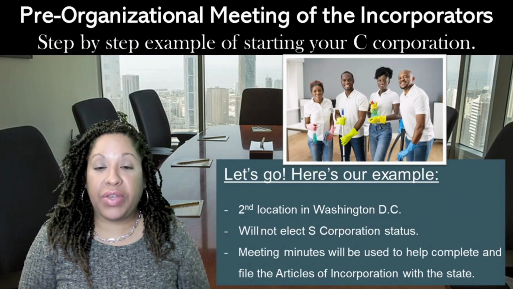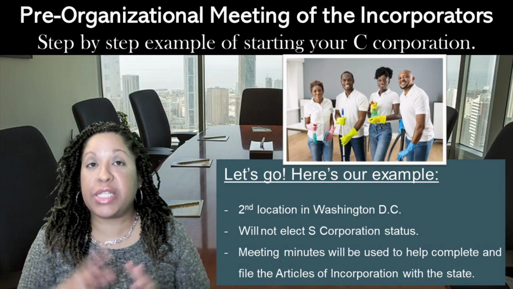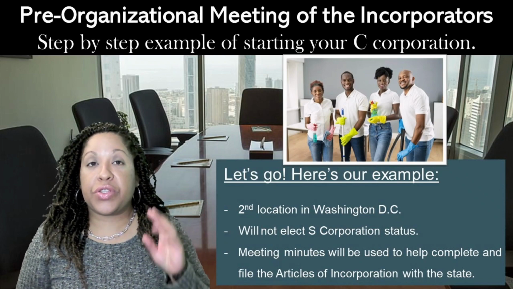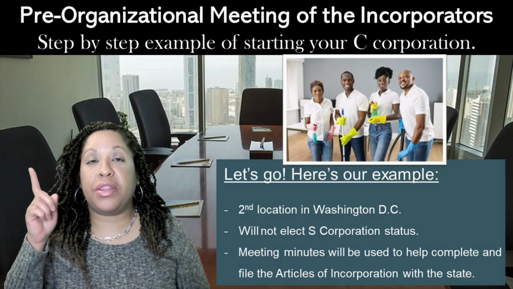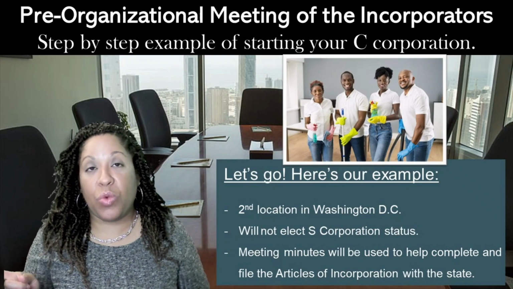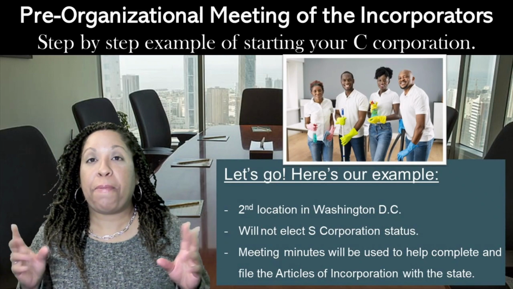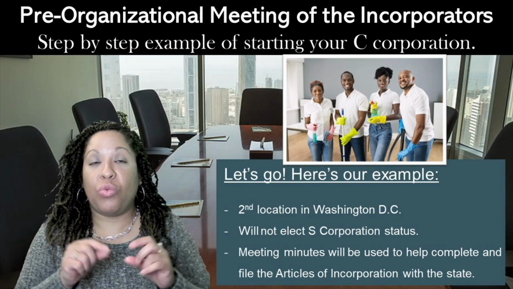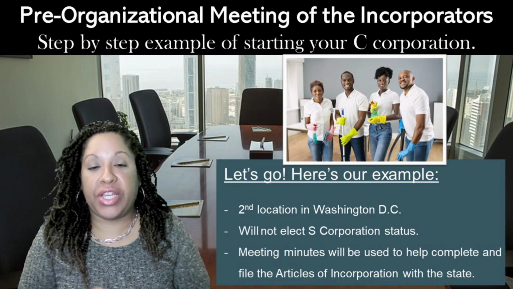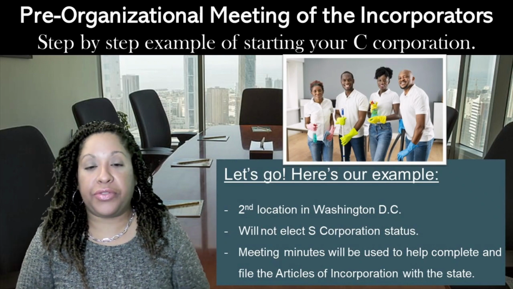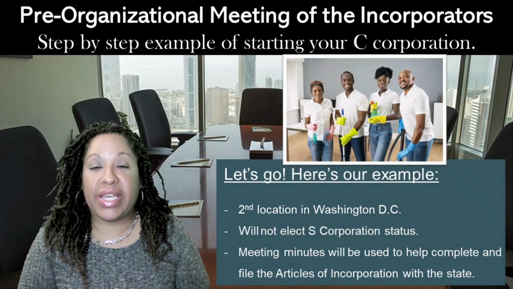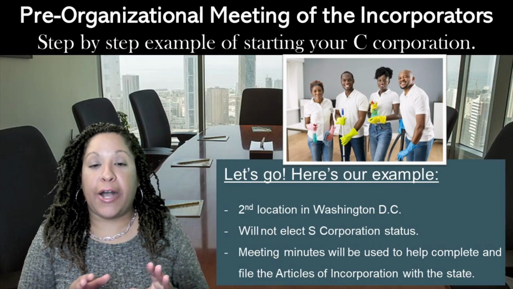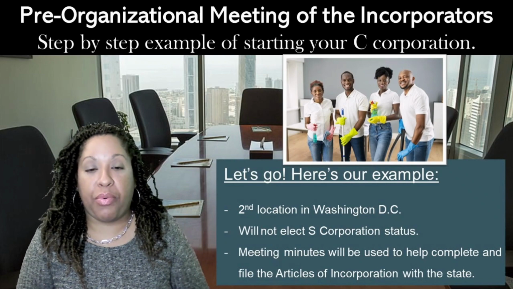There will be a second location in Washington, D.C., and that's because the cousin lives there. So the brother and two sisters live in Baltimore, Maryland. The cousin lives in Washington, D.C. So you'll see how this company will come together and be formed within the two locations that they're going to be operating out of. They will not elect to be an S corporation, so we won't go through that process.